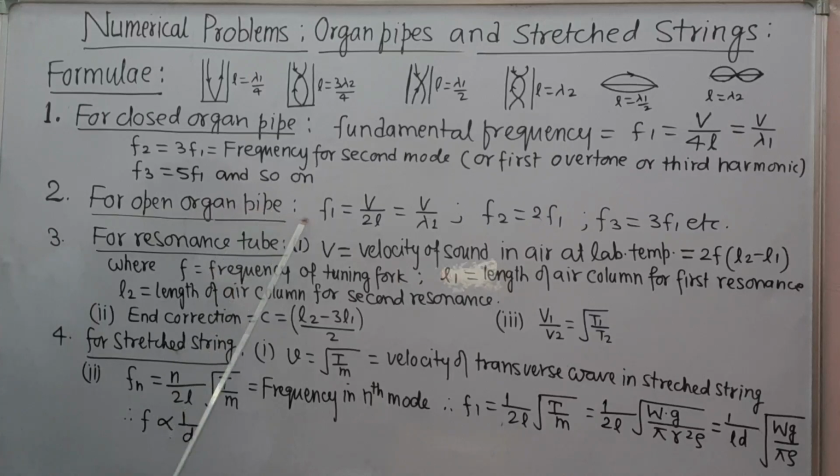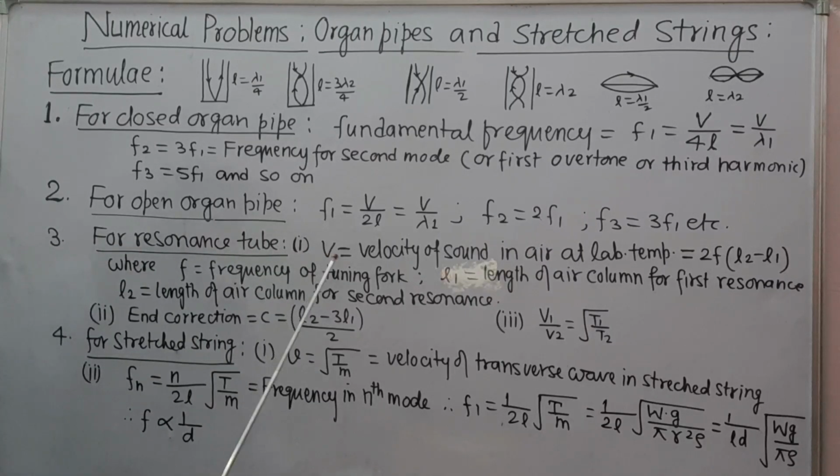For open organ pipe, F1 is equal to v upon 2L, which is v upon lambda 1. F2 is equal to 2 F1, F3 is equal to 3 F1 and so on. So, in case of open organ pipe, both the even and odd harmonics are present.